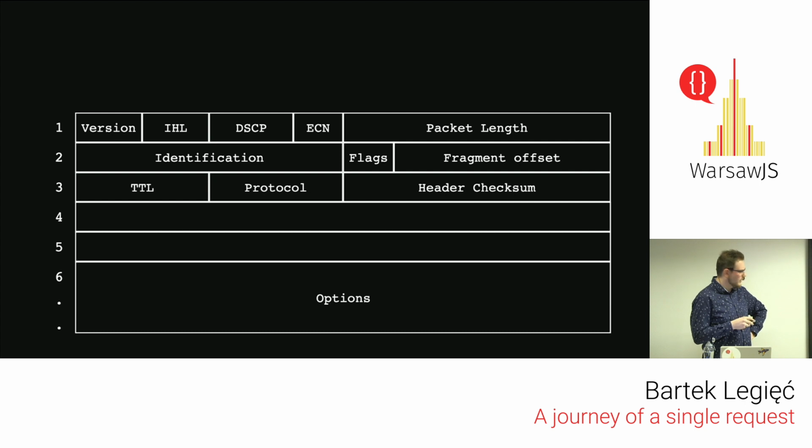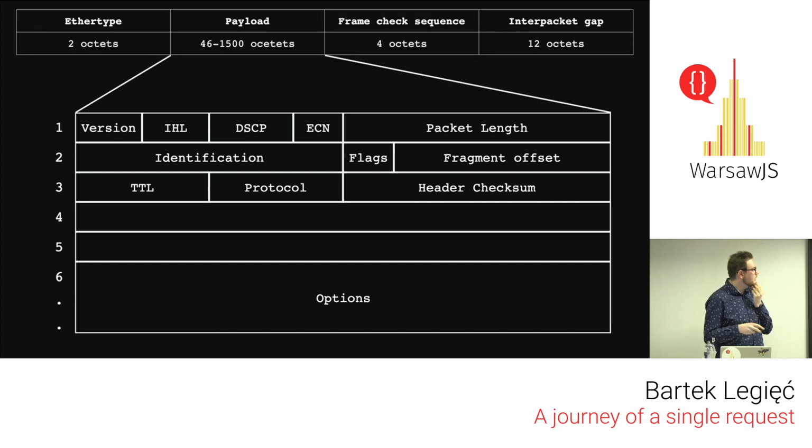So we've got something like version, IHL, and all of those things that aren't really that important, except for the thing that I didn't write here. So we should have IP address and IP address here and here. And it says, okay, so from IP address here to that one. And all of this lives in this payload section of the Ethernet packet.